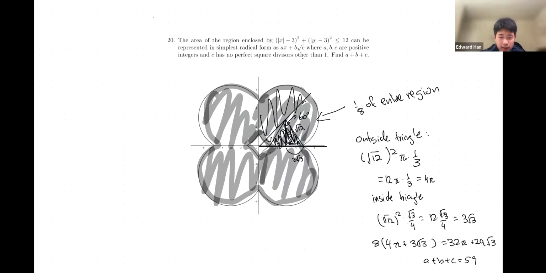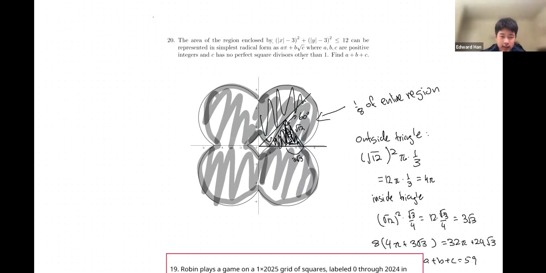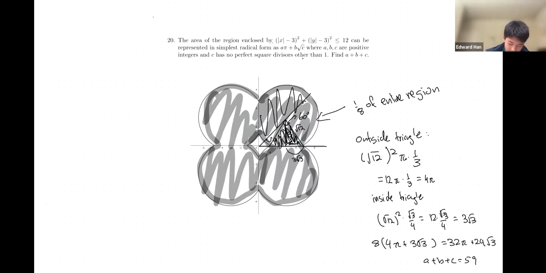Let me copy number 19 here. Okay, there. So this is number 19. Number 19 is about a game played on a grid that is 1 by 2025, and it's labeled 0 through 2024. And all the scores are initially 0.